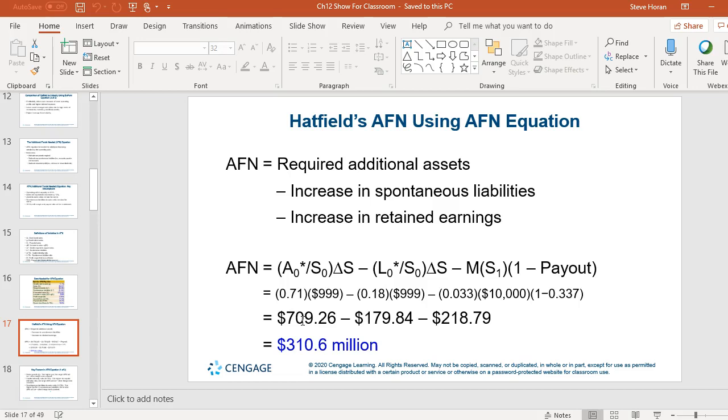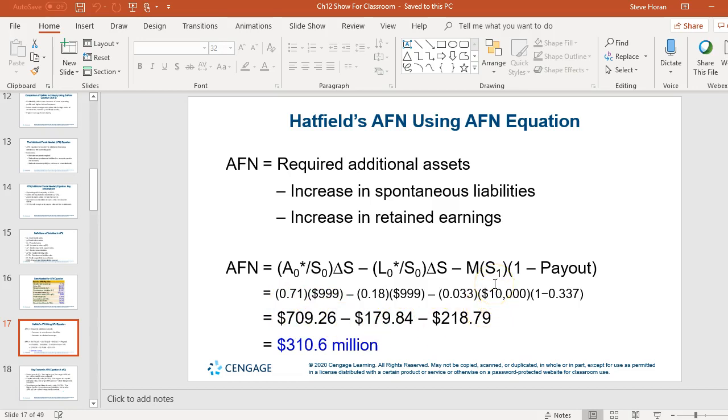Well, some of that will be supported by the spontaneous growth in liabilities, basically my payables and my accruals. So L0 to S0 is 18% times the same change in sales of 999,000. That gets me to about 180 if I round, 179.84. So my spontaneous liabilities will increase by 179.84. That'll help offset the 709.